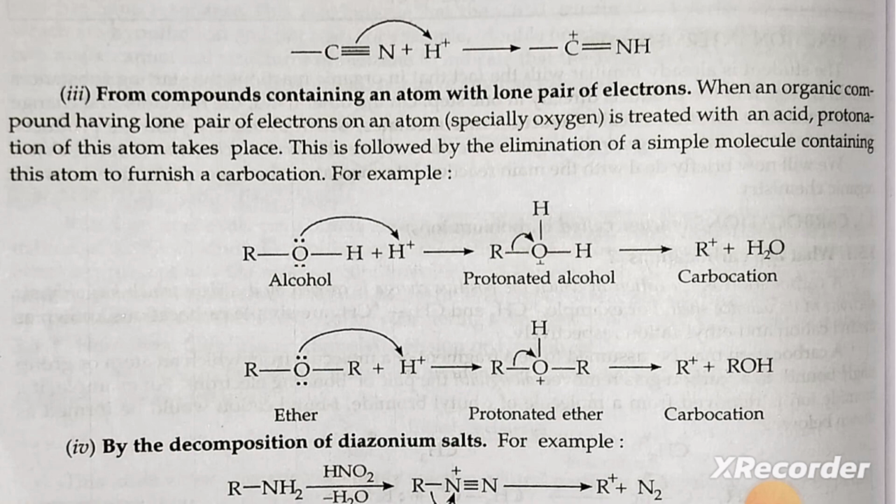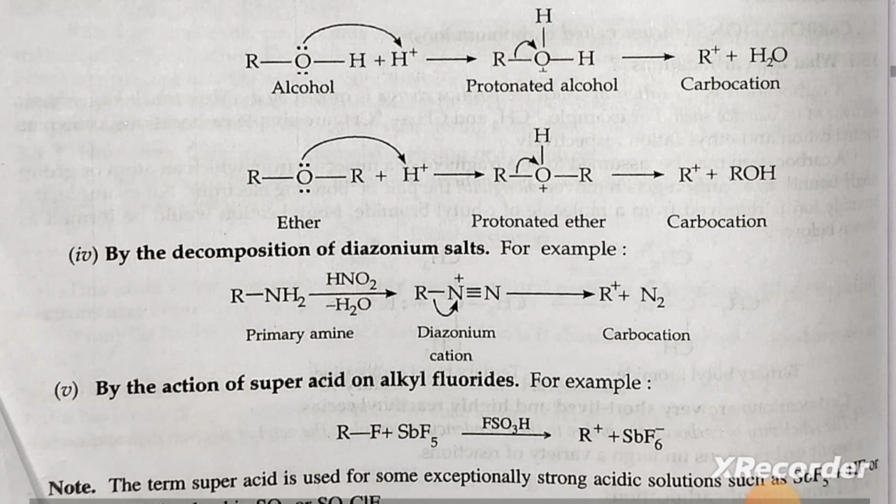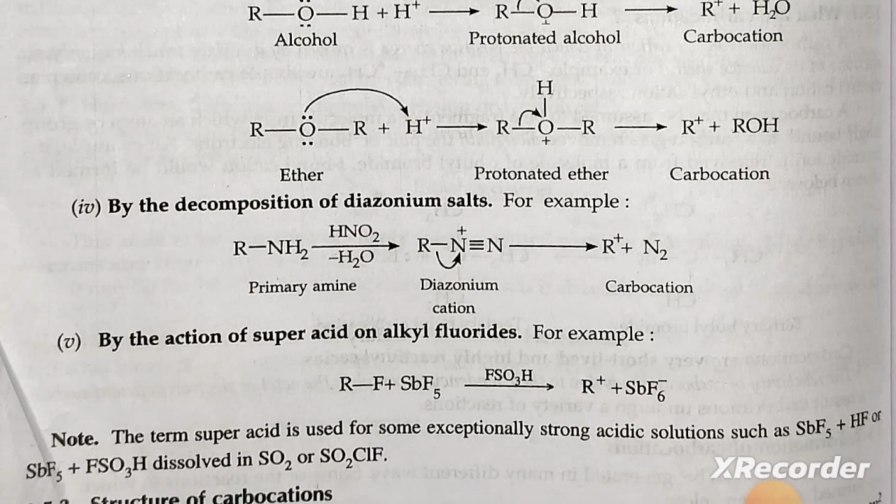Fourth, by the decomposition of diazonium salt. For example, a primary amine in the presence of HNO2 gives rise to diazonium cation, which gives carbocation plus N2. Fifth, by the action of superacid on alkyl fluoride. For example, RF plus SbF5 gives R positive plus SbF6 negative in the presence of FSO3H. Note, the term superacid is used for some exceptionally strong acidic solutions such as SbF5 plus HF or SbF5 plus FSO3H dissolved in SO2 or SO2ClF.